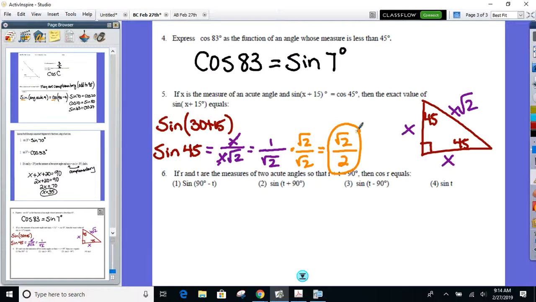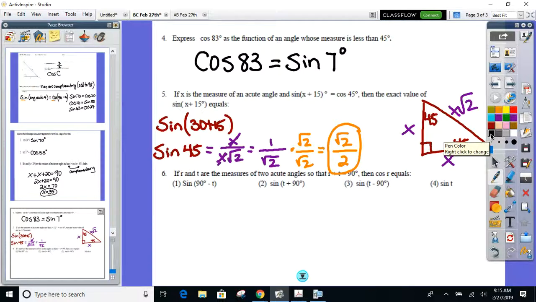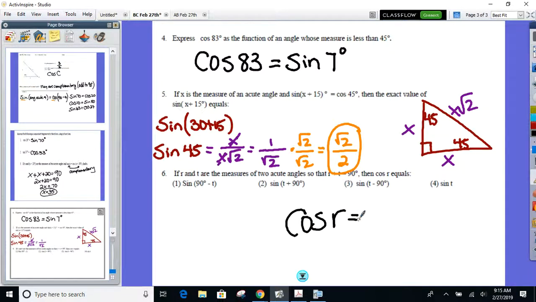Ready? We all good? Last one. R and T are measures of two acute angles, and I know R plus T equals 90. What's the cosine of angle R going to be equal to? This one's going to be tricky. Can you guys forget about the multiple choices right now? Cosine of R should be equal to the sine of what? Forget about T. 90 minus angle R, right? Because if that was 60, you'd tell me that's 30. You do 90 minus it. So cosine of R is equal to the sine of 90 minus R. That's not a choice.